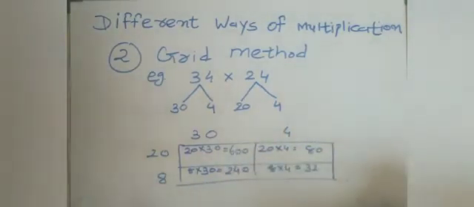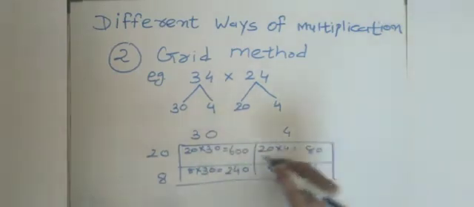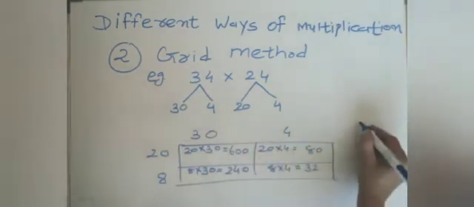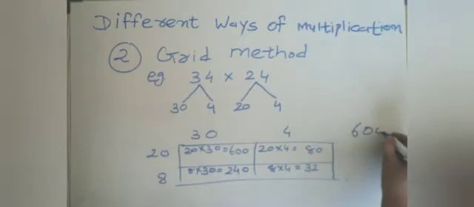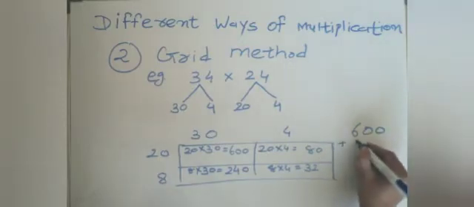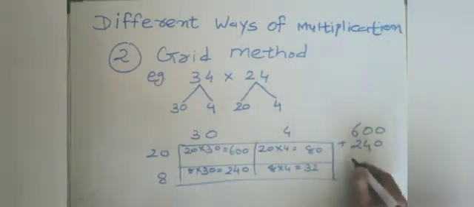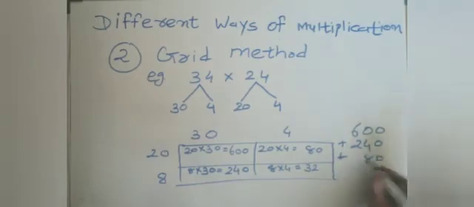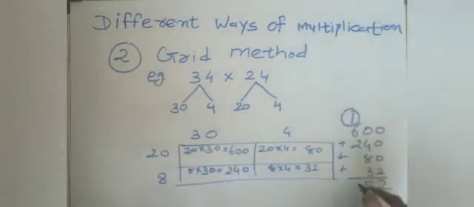After multiplying, in the inner boxes, we will add all the numbers together and find the final answer. Like this way we get the answer. This is another method, the grid method.